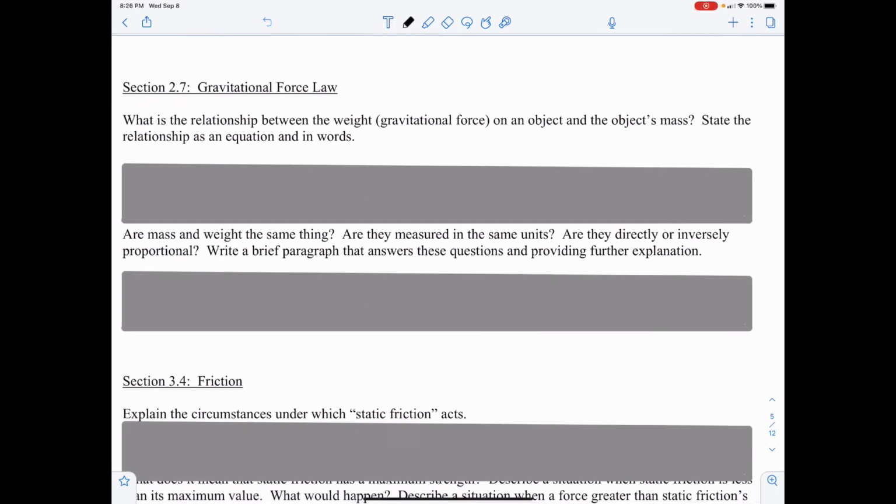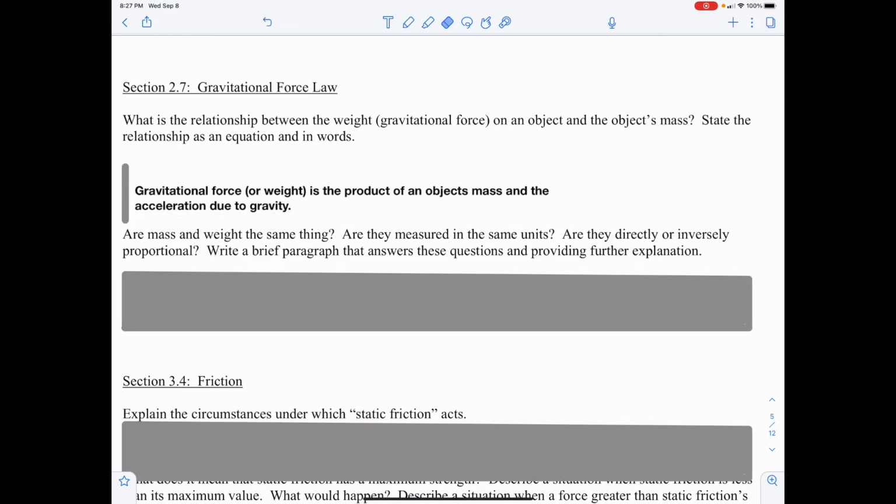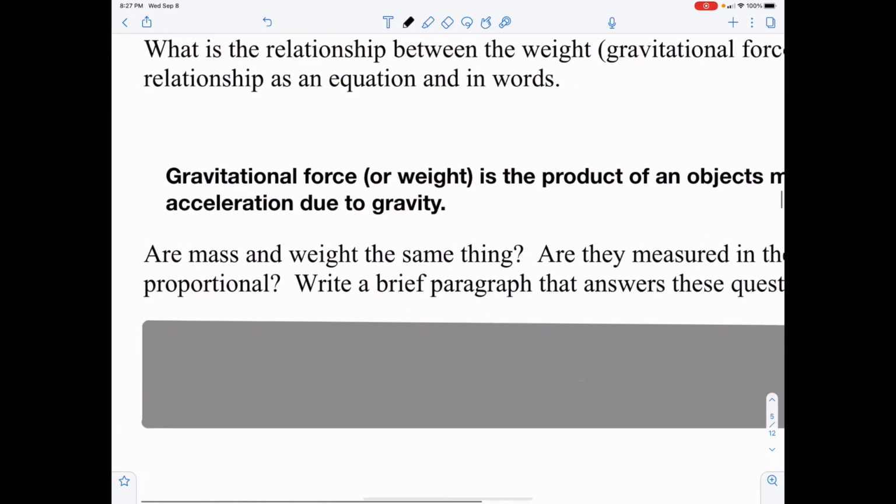Section 2.7, Gravitational Force Law. What is the relationship between weight, the gravitational force on an object, and the object's mass? State the relationship as an equation and in words. Well, the gravitational force is the product of the mass and the acceleration due to gravity. Now, sometimes the acceleration due to gravity can also be a measure of the gravitational field strength.